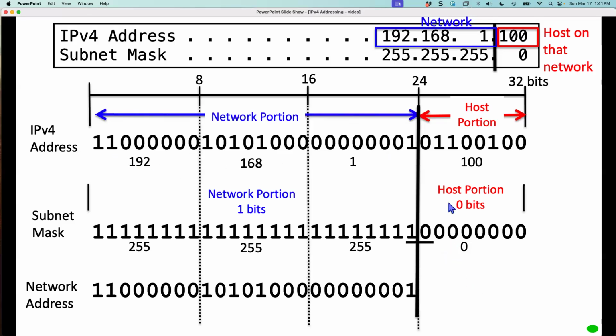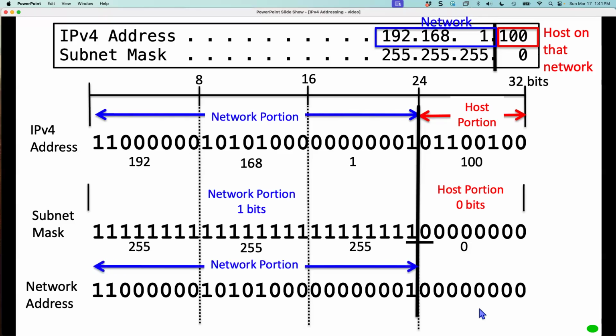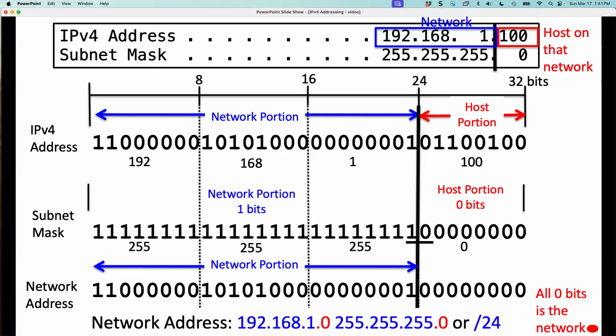What network am I on? Well, this is my network portion of my address. My subnet mask tells me that. And for the network I'm on, there's the network portion, I just put all 0 bits here, and I know that I'm a member of that network. This is how a device determines what network it belongs to. Every device does that. Every IPv4 device uses its IPv4 address and subnet mask. It's called a bitwise AND operation to determine what network it belongs to.